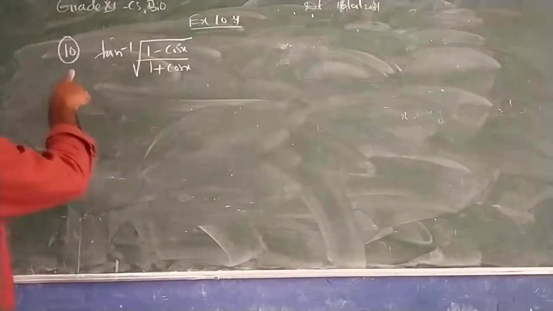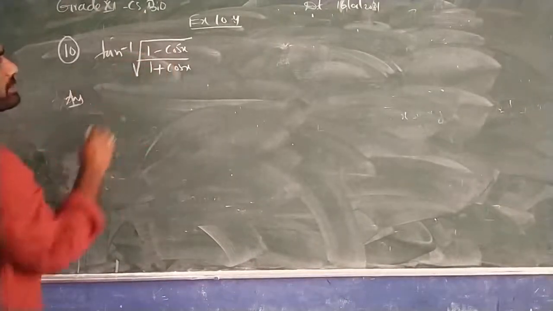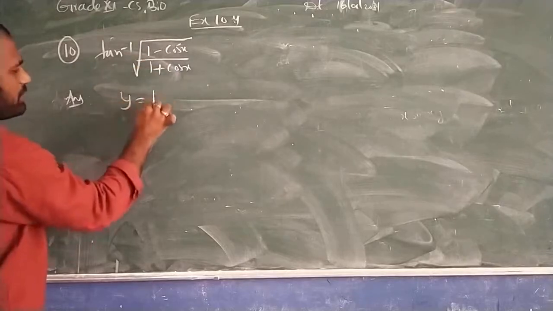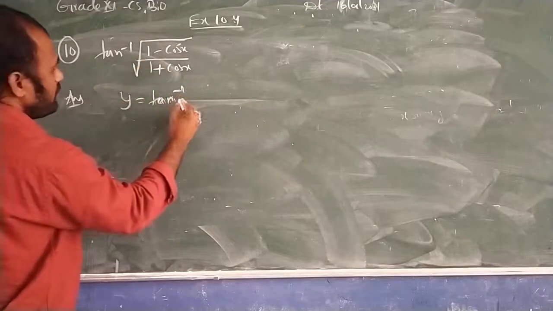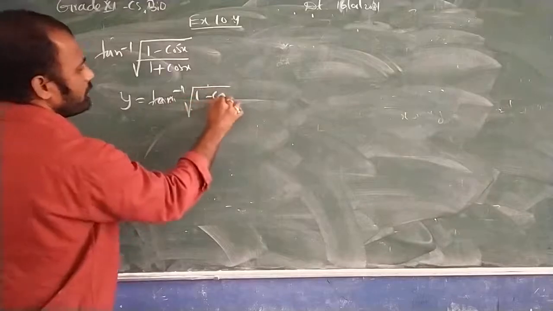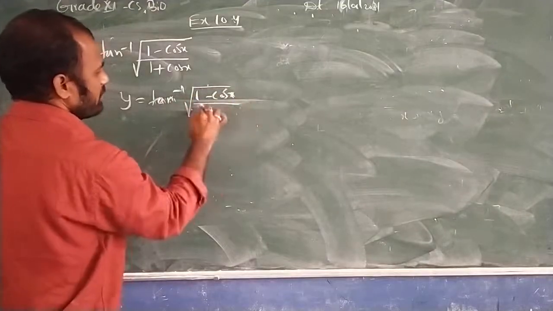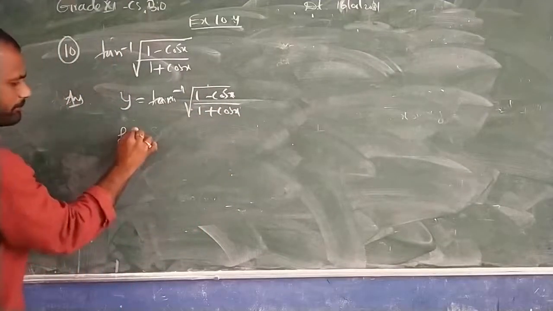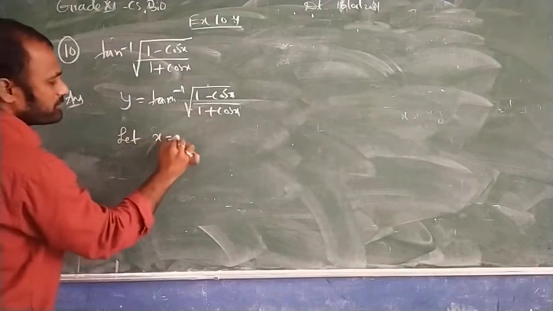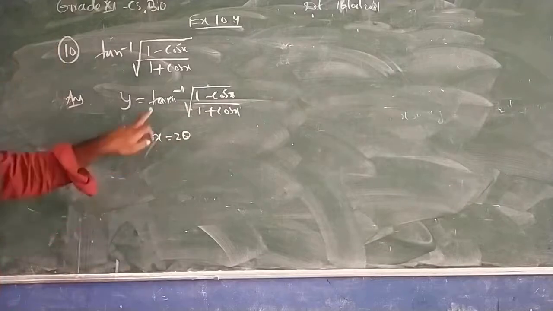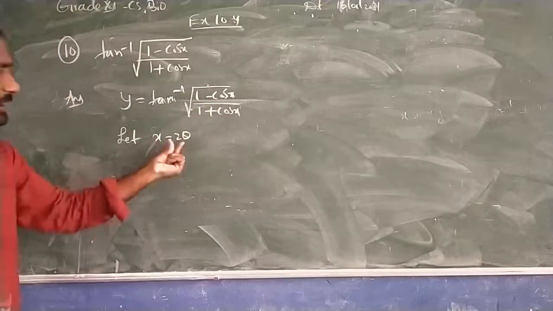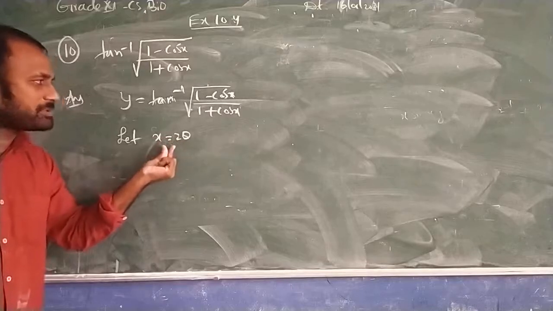Let us see the 10th question. Tan inverse of root of (1 minus cos x) by (1 plus cos x). So let us consider this function as y is equal to tan inverse of root of (1 minus cos x) divided by (1 plus cos x). So let, in place of x, we put 2 theta. Here there is the tan inverse, so definitely we will convert this function in terms of tan. For that we will adjust that: in place of x let us put 2 theta.